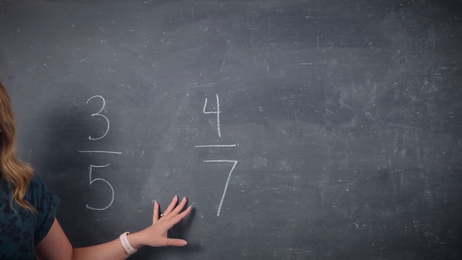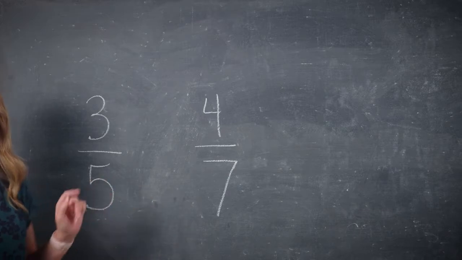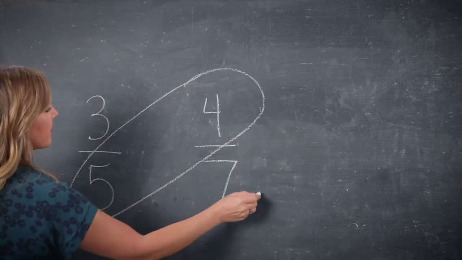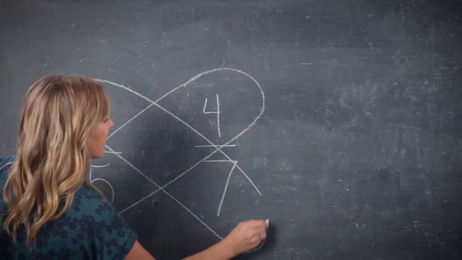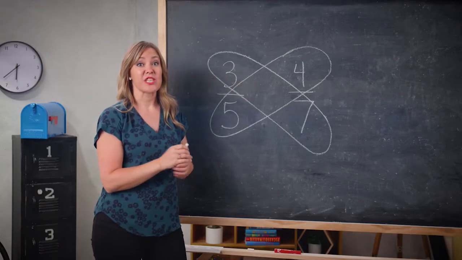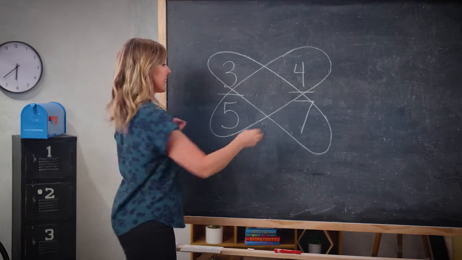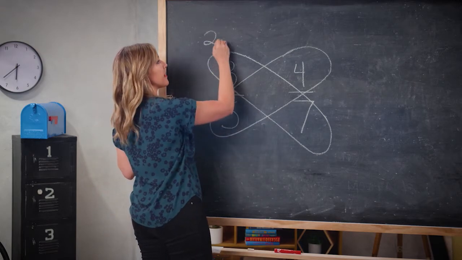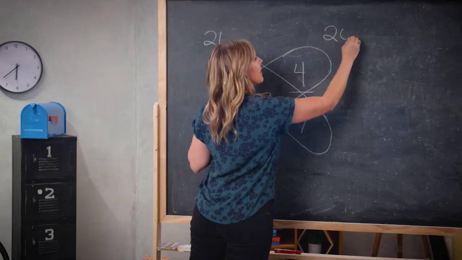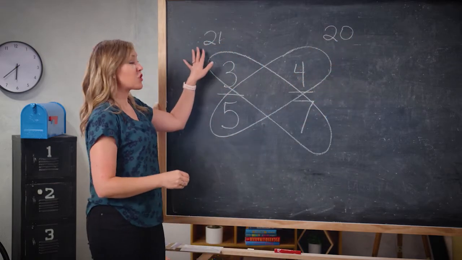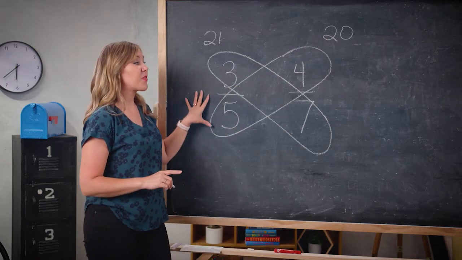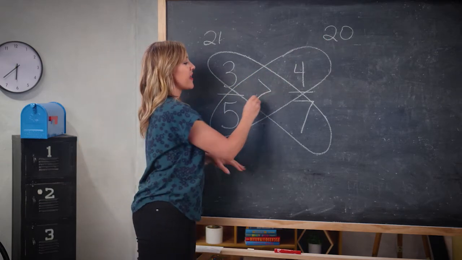Next, draw your butterfly wings like this so that the two ovals crisscross. Then cross multiply and write down the answers at the top of the butterfly's wings. 7 times 3 is 21. 5 times 4 is 20. And 21 is greater than 20, which tells us 3/5 is greater than 4/7.